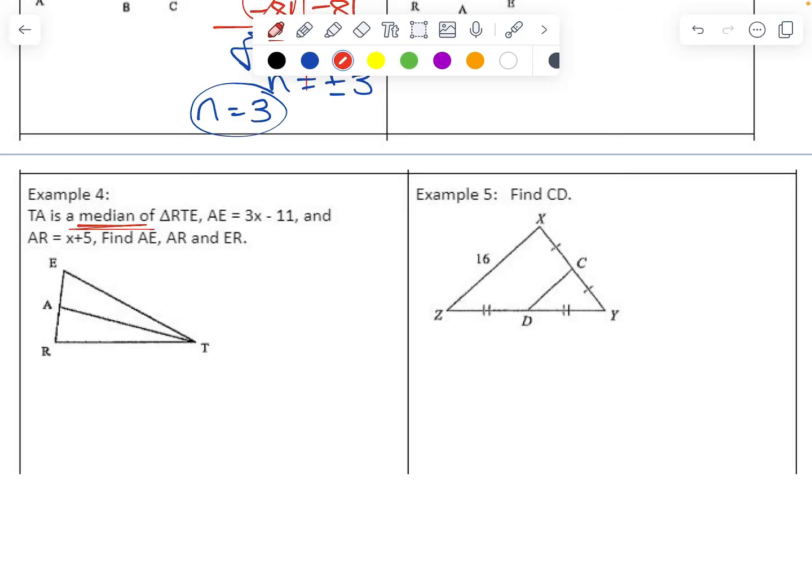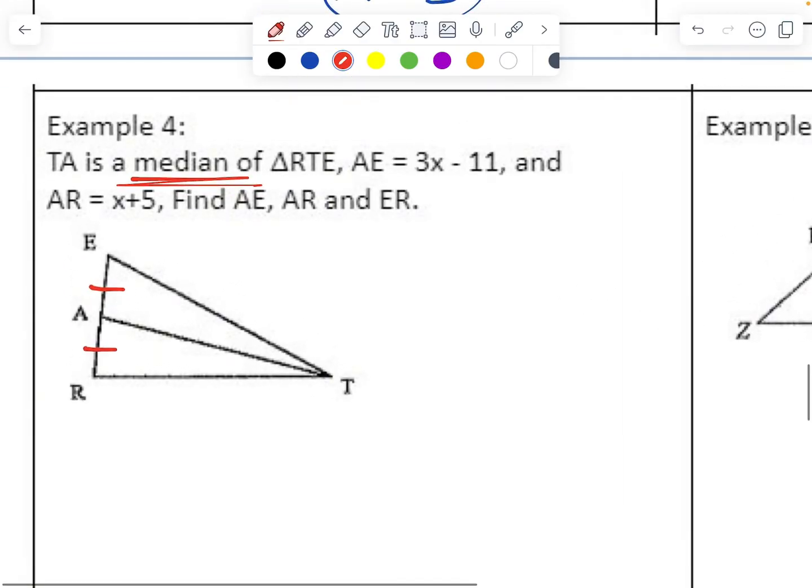So a median means the middle. So TA is cutting this side in half. So we have the top, A to E is the same distance as A to R. So you're going to mark up your picture and you're going to show that. And then the next thing we have is that AE is 3x minus 11. So I'm going to write that down. 3x minus 11. And then I also have that AR is x plus 5.